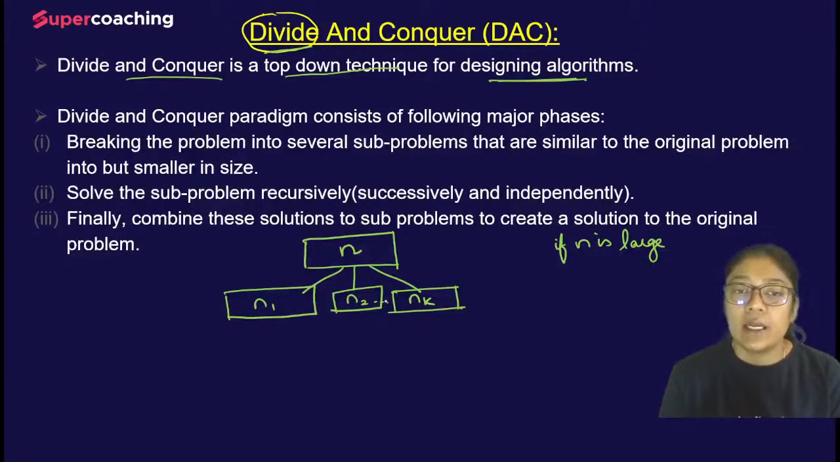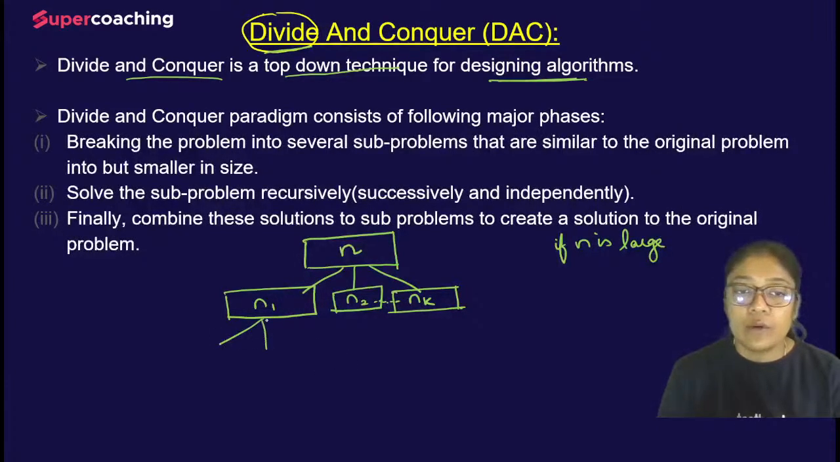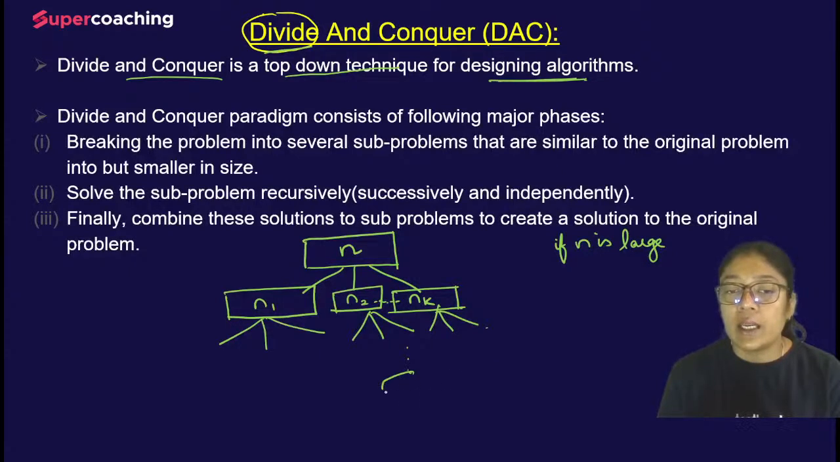Further, we'll be dividing it. How many parts to divide into will depend on your problem. And further we'll keep on dividing this into sub problems. Until when will we divide? Until we get a termination condition. At the last level, the leaf level, we will be getting a termination condition.